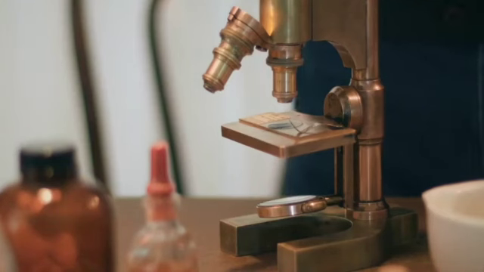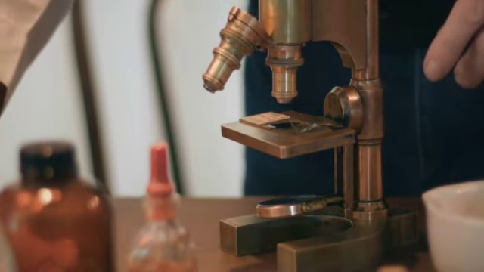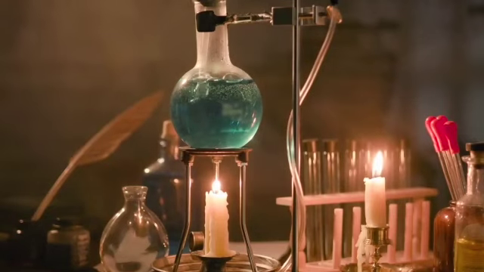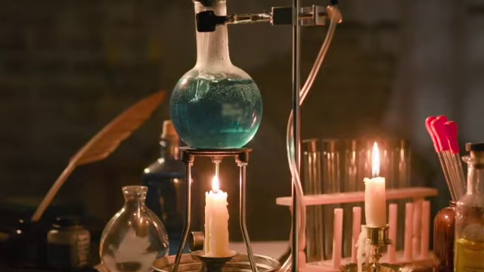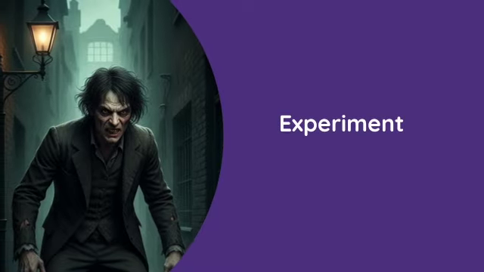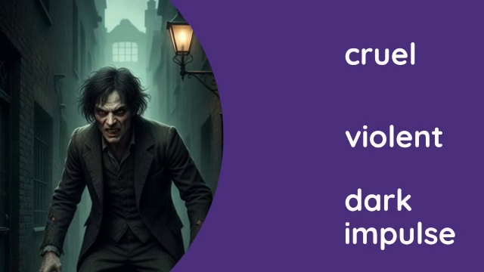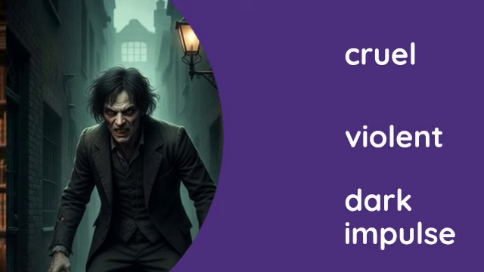Dr. Jekyll is a respected Victorian doctor who wants to separate the two sides of human nature. He believes he can isolate his evil self through science, and so he creates a powerful chemical potion. When he drinks it, this results in the creation of Mr. Hyde. Hyde is a cruel and violent man. He represents every dark impulse that Jekyll usually keeps hidden.